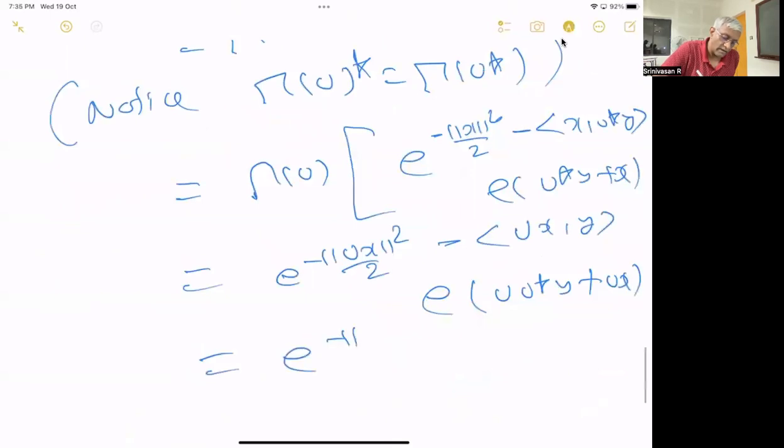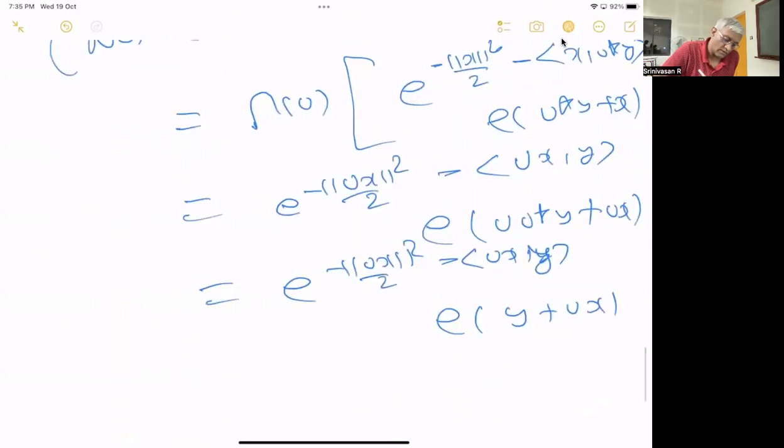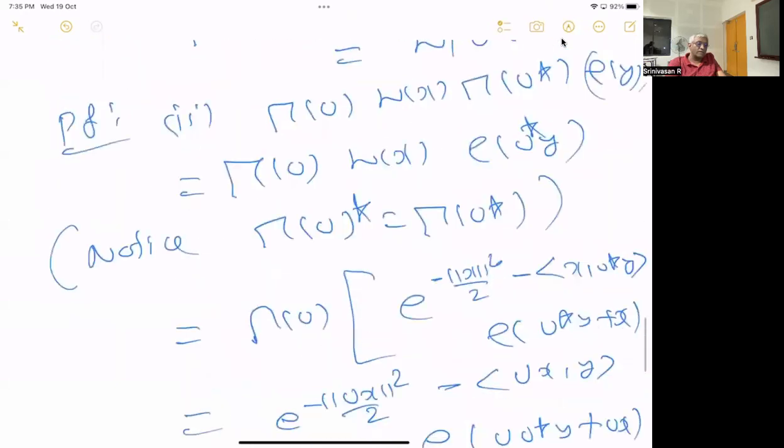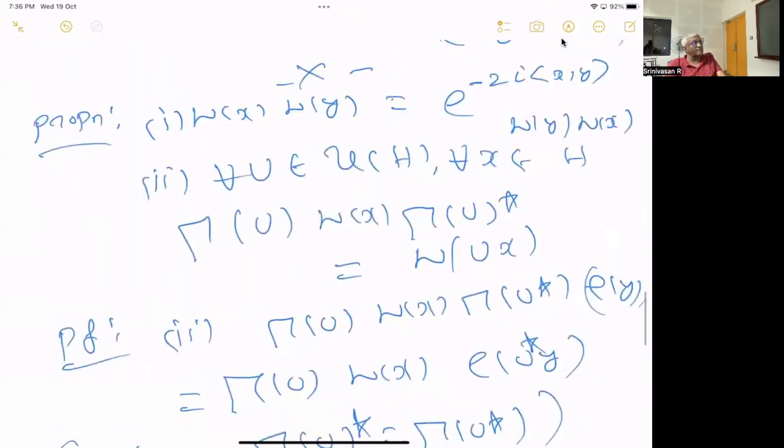e power minus norm of ux square by 2 minus ux y. Okay, E of y plus ux, which is precisely equal to w of ux. By definition, this is equal to w of ux. Okay, so we have proved this: gamma of u, w of x, gamma of u star equal to w of ux.